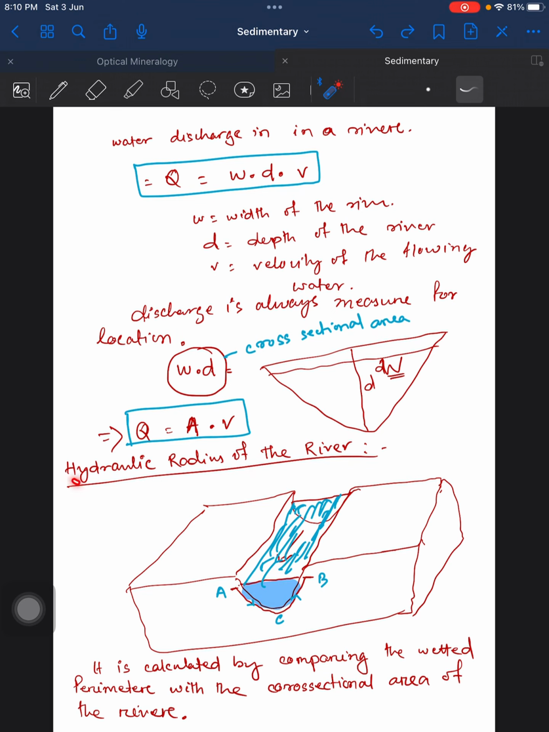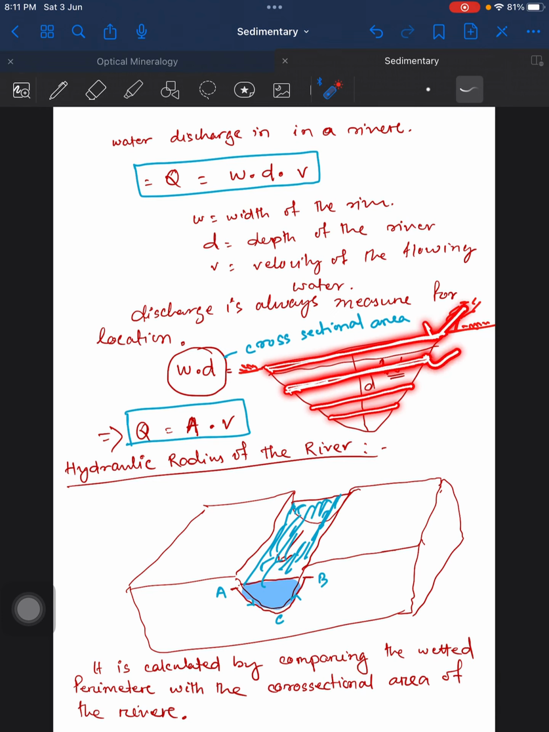So the hydraulic radius of the river is very important. Suppose the depth of the river is like this, and these are the side walls of the river, where you have trees and grass, and again on this side you have grass. But every time, water is not flowing up to this; water may flow up to this, or this, or this. Suppose during the flood condition, water may flow up to this level. After the flood, it may reduce up to here. During the winter, water may flow up to this level, and during the summer it may flow up to here.